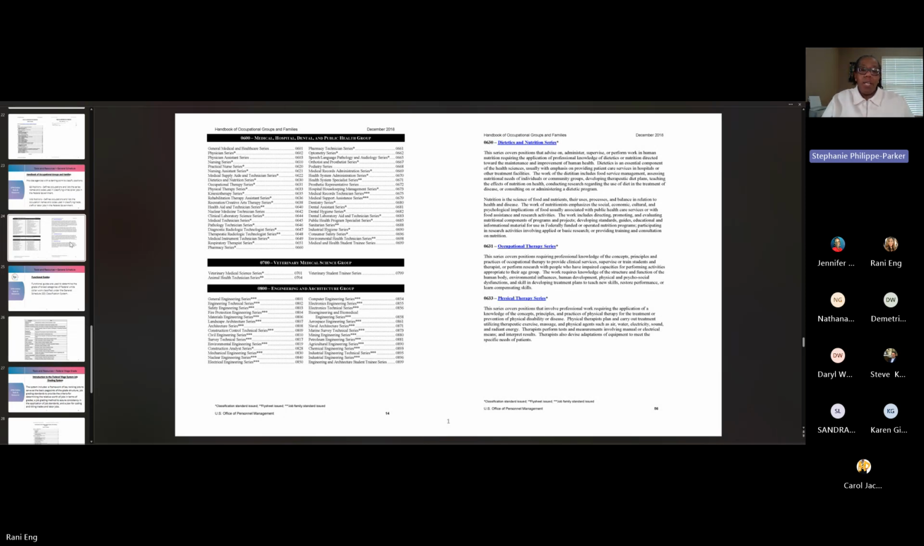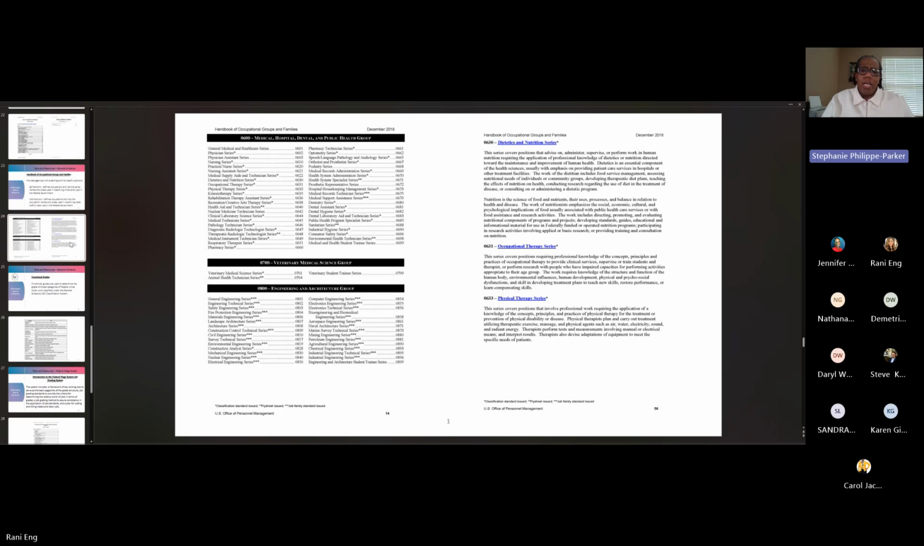This is where OPM is explaining to users what type of work a specific series is responsible for performing. Having this information is critical in analyzing the specific kind of work a position is responsible for performing and comparing it against what OPM has defined for that series.